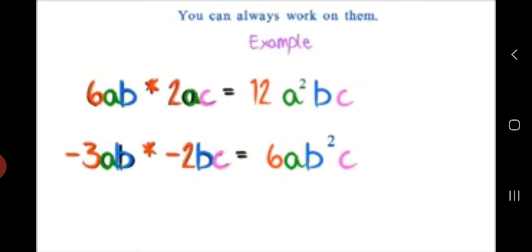Here a is only in 3ab, so a will remain as usual, and next b square and c. So minus 3ab into minus 2bc is equal to 6a b square c.